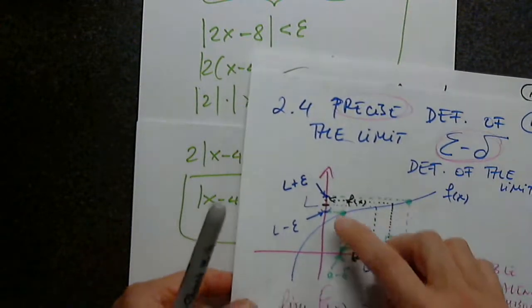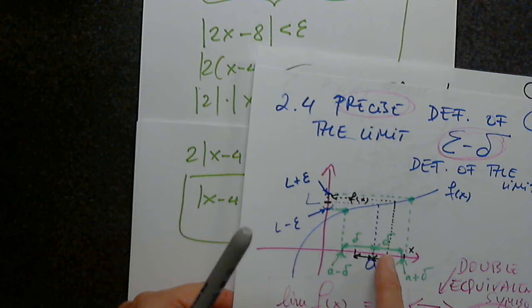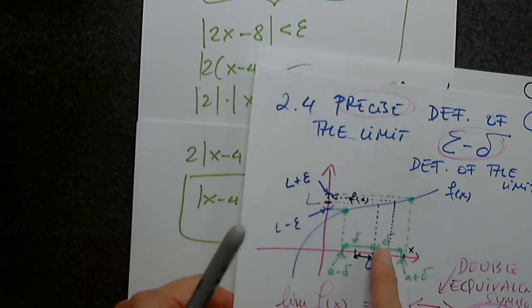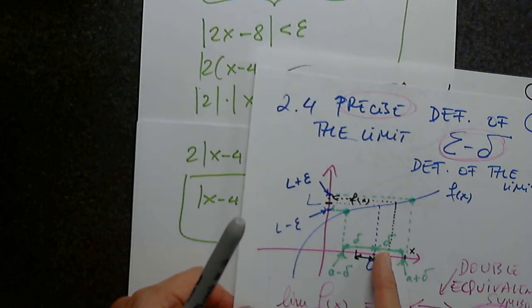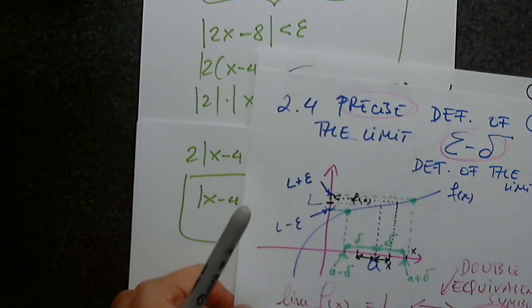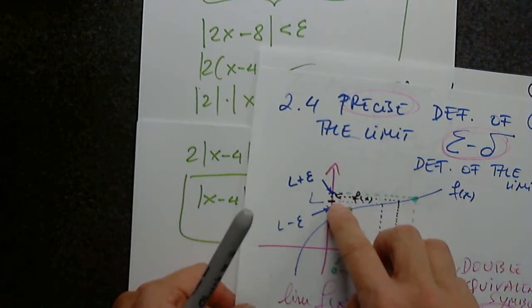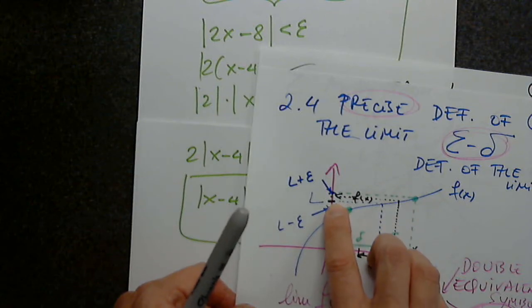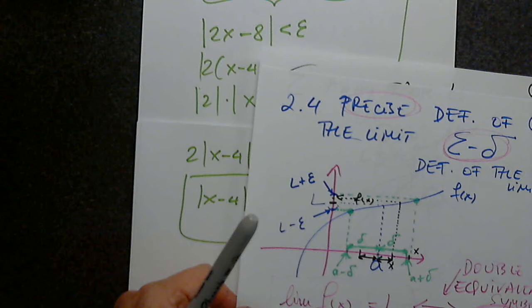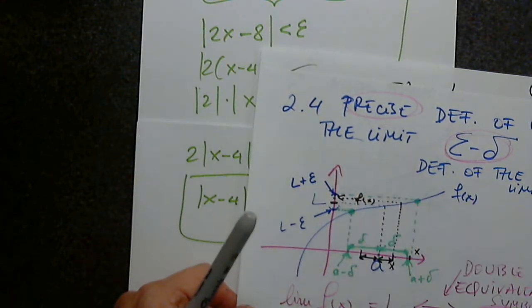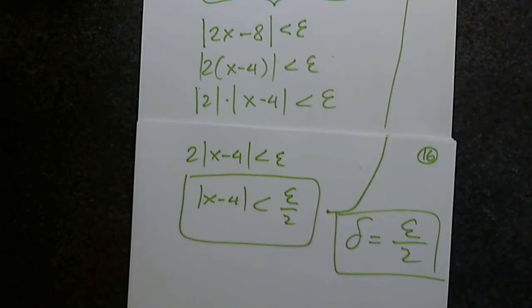So if epsilon is 0.1, delta will be 0.1 over 2. If epsilon is 0.3, delta will be 0.3 over 2. If I want to zoom in closer and closer to L, if epsilon is 0.0001, delta will be 0.0001 over 2. And I can continue forever because the limit exists. That's all I want you to do. And of course, we'll have more examples.